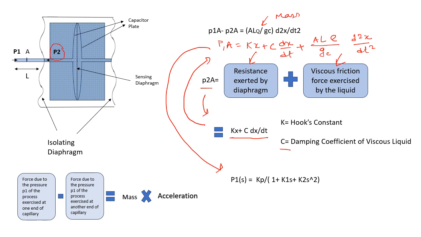After you do the Fourier transform, you will get an equation like this, where it will be Kp divided by 1 plus K1 s plus K2 s squared. K1 and K2 are constants based on the parameters above. But my purpose of showing this here is that you can see the response. This is the response of the capsule when some pressure is exerted onto it, and this response is a second order response.